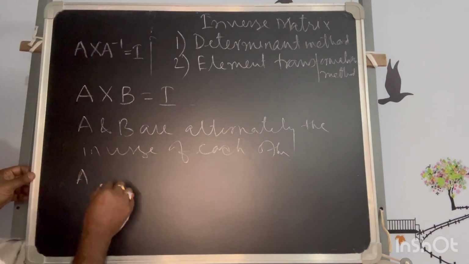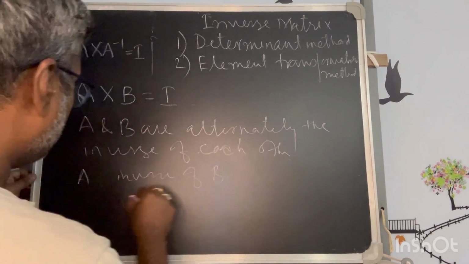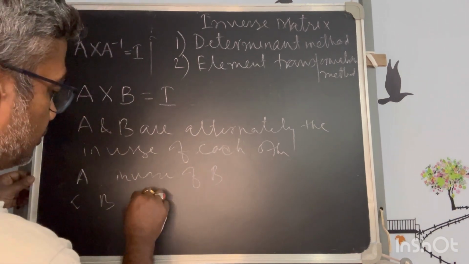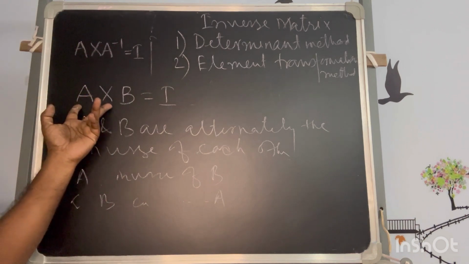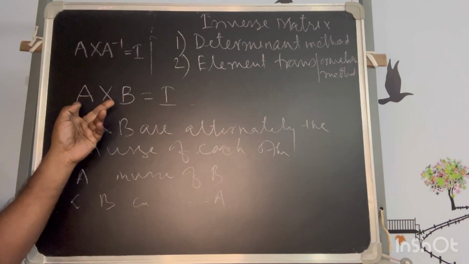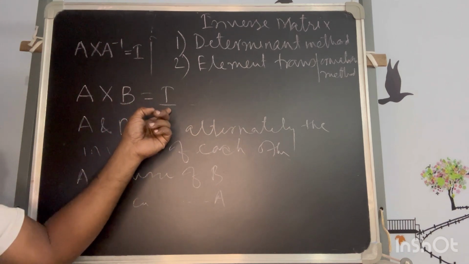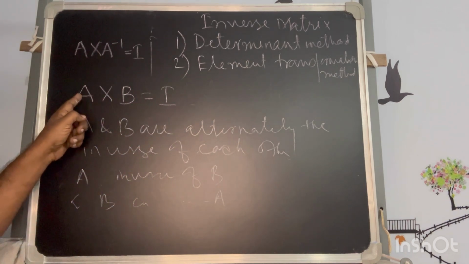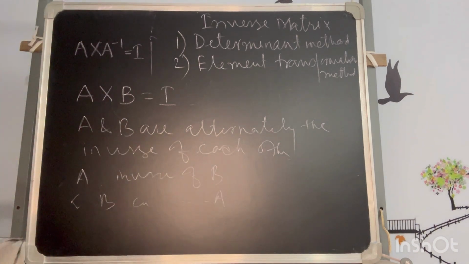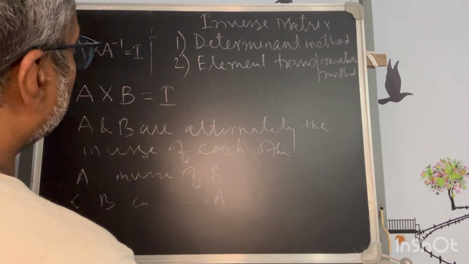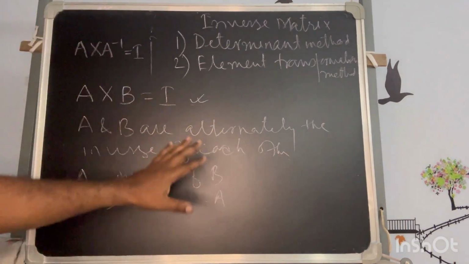So A could be the inverse of B, or B could be the inverse of A. Both can be possible, because if I take two matrices and find that their product is the identity matrix, then you can say either A is the inverse of B or B is the inverse of A. That is possible to say. Understood? So this is one rule that you can establish by this process.